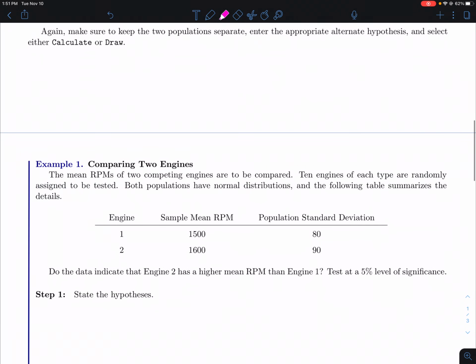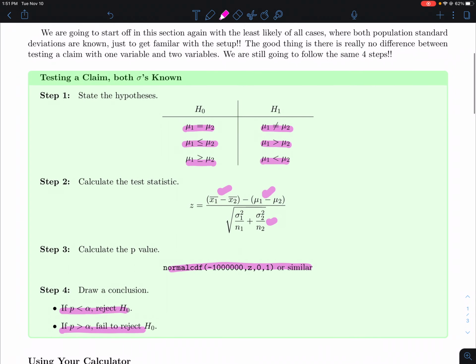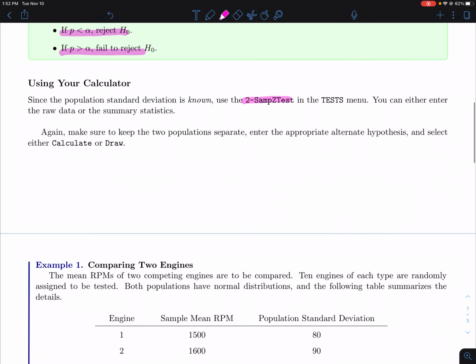So let's dive in and look at an example here. Let's see how we can actually do this. I'll show you how I would do it by hand, and then how we'll do it using that calculator also. So I'll show you both. And then there's one of these for you to practice, and then we'll move on to the next type.